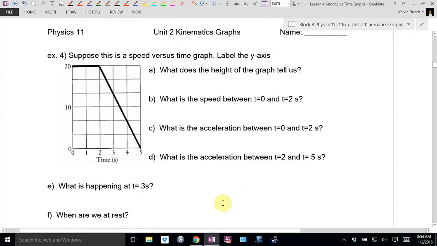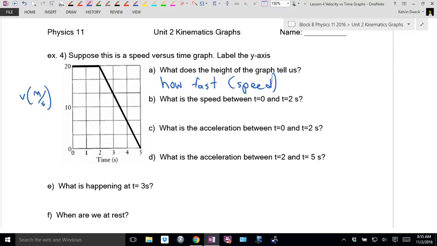Number 4, same graph, except instead of a distance versus time, let's make it a speed in meters per second versus time. Again, the first question we ask ourselves: what kind of a graph is this? It's important. So what's the height tell us now? Not how far. How fast? Fancy word, speed or velocity. Let's just say speed for now, although you could argue if it's negative, it's telling you a velocity and there's a directional component, but whatever.